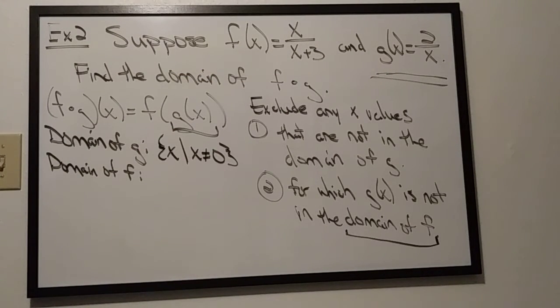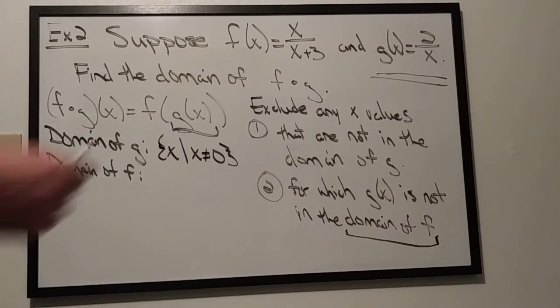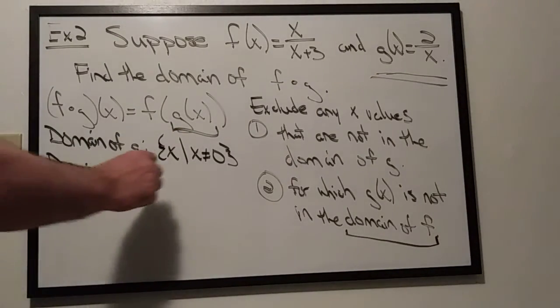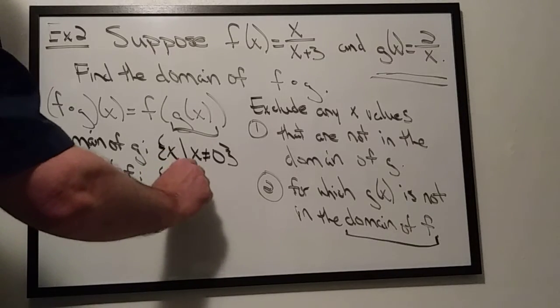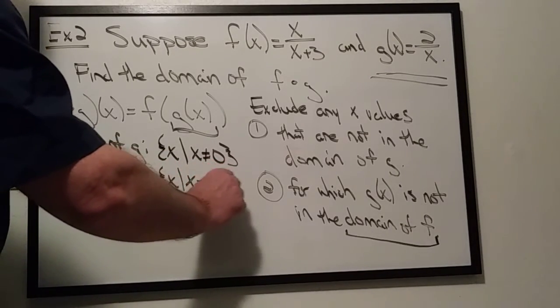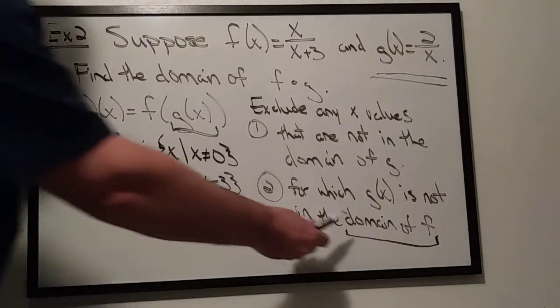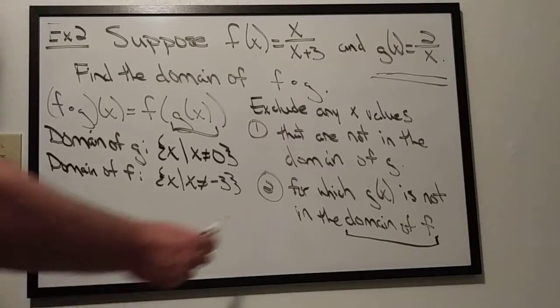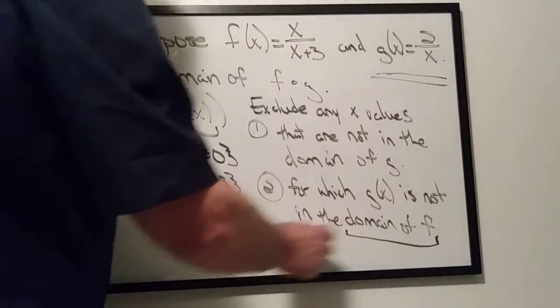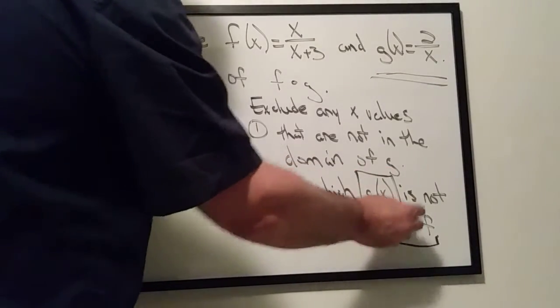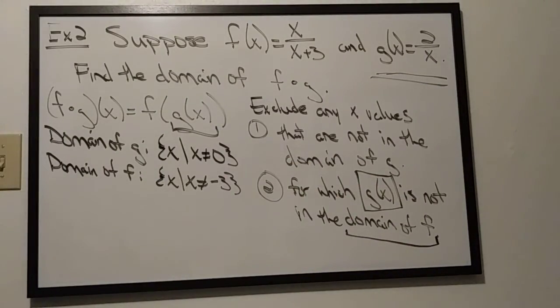Once again, no square roots, so don't have to worry about that. But there is an x value that would cause me issues here. The one x value that I cannot use on this problem is negative 3, because negative 3 would make my denominator 0. So the domain of f is the set of all x values such that x is not equal to negative 3. But now that we have that, let's go back on this statement a bit. It didn't say for which x is not in the domain of f. It said g of x can't be in the domain of f.